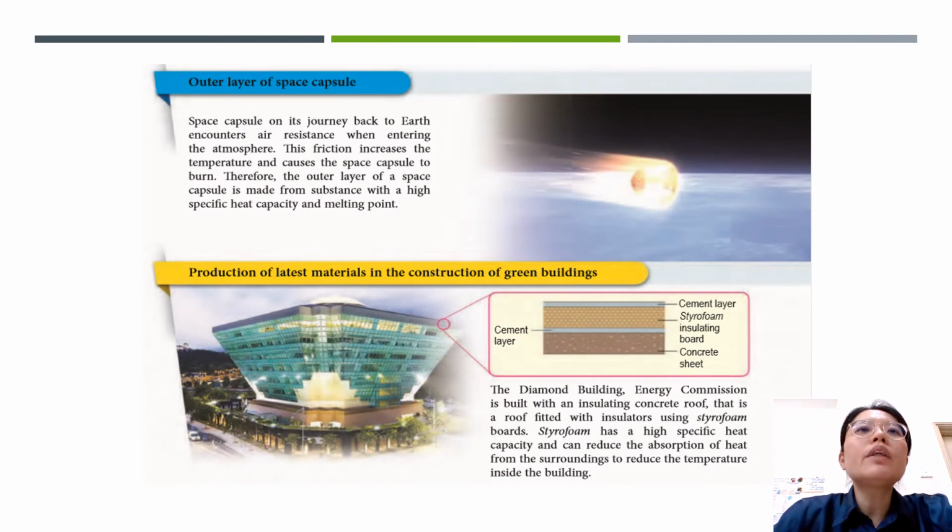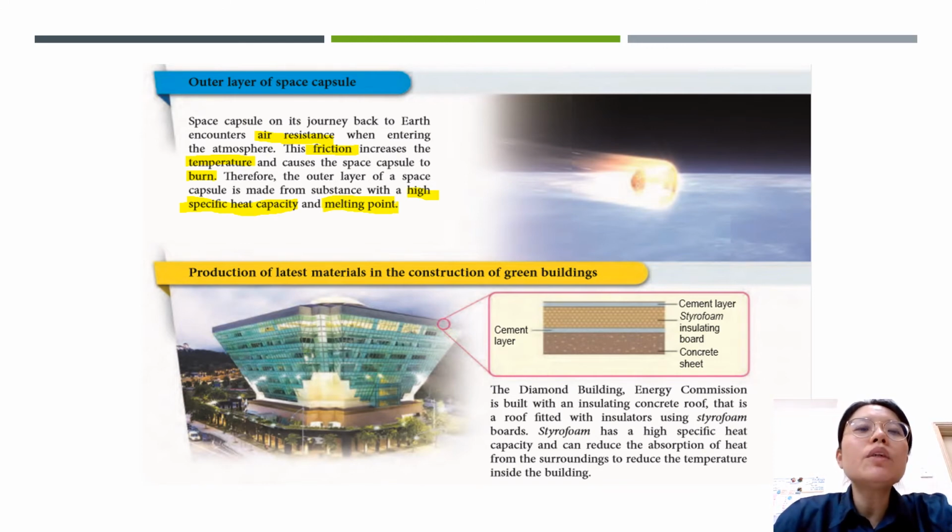How about the outer layer of a space capsule? In the journey back to the Earth, it encounters air resistance, or we name it friction. This will cause high temperature and then maybe the capsule will burn. Therefore, the outer layer of a space capsule must be made out of a substance with high specific heat capacity, and also high melting point. High melting point means not easily melted.